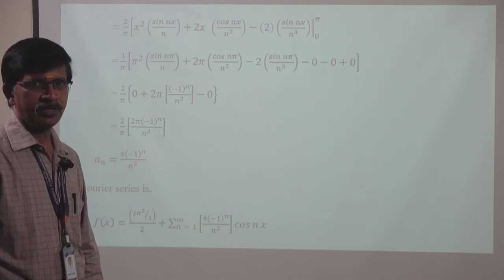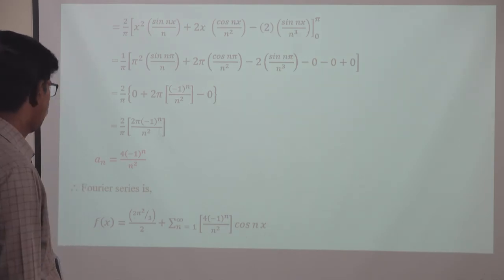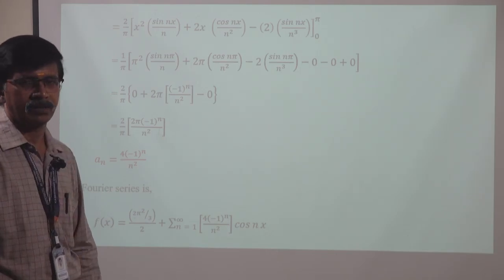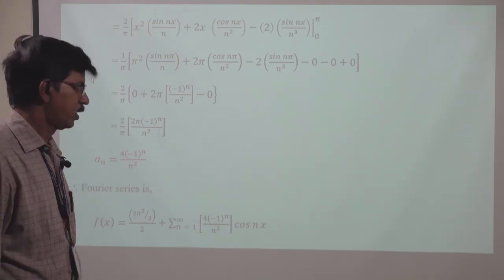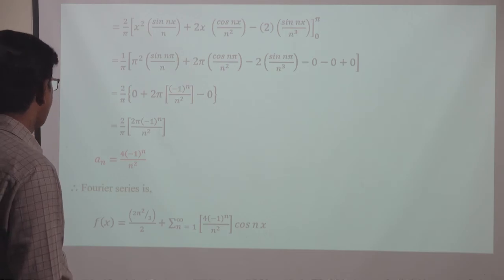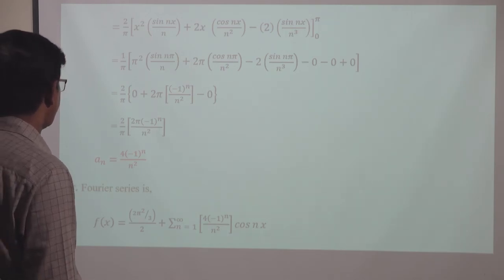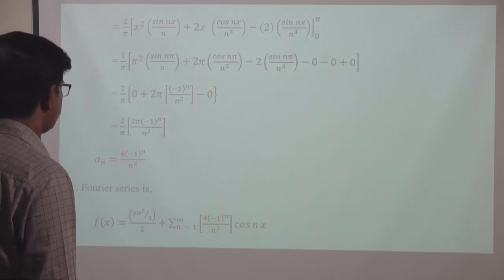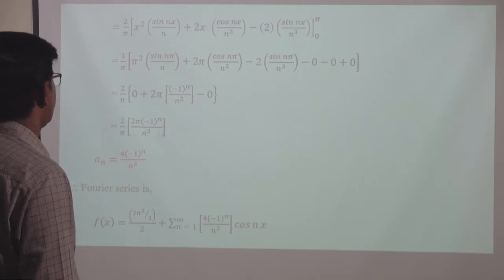The formula for Fourier series in this case is nothing but f of x equal to a naught by 2 plus summation n equal to 1 to infinity a n cos n x, because in this case b n is equal to 0. So if we substitute the results for a naught and a n, f of x equal to 2 pi square by 3 by 2 plus summation n equal to 1 to infinity 4 into minus 1 power n by n square into cos n x.